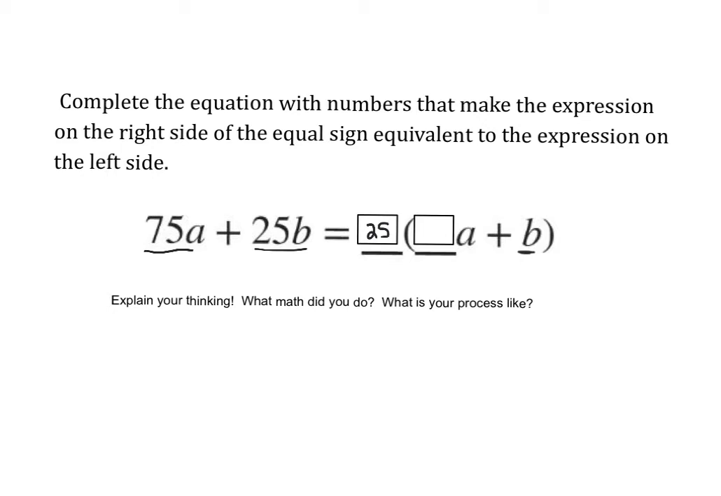So we would go back to our original expression. We would say 75 divided by 25 equals 3. So that means inside there we need 3a. And then here 25 divided by 25 equals 1. And we have 1b right there. So we're good. So again, this is our expanded, and this is our factored.